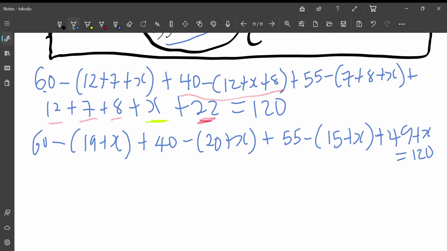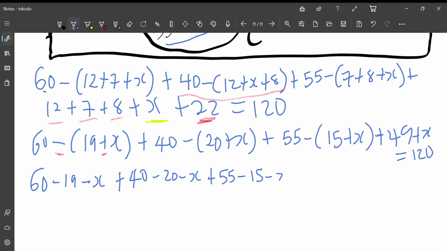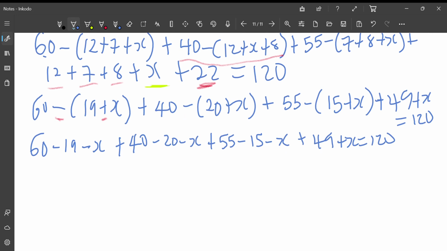So let's open the brackets now. I'm going to have 60 minus 19 minus x, because this minus that is outside the bracket is going to times the plus that is inside and it will turn to minus. All right. So 60 minus 19 minus x plus 40 minus 20 minus x, right? Plus 55 minus 15 minus x plus 49 plus x is equal to 120. So you just have to be very careful when you are adding up your digits to make sure that you don't leave anything behind, because if you leave something behind, there will be problem.